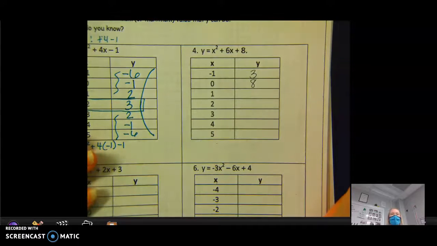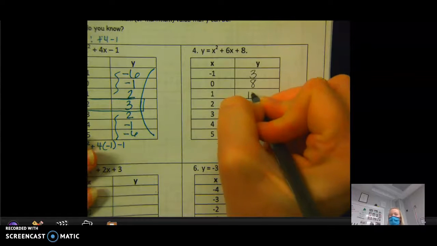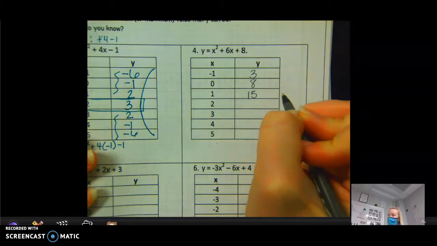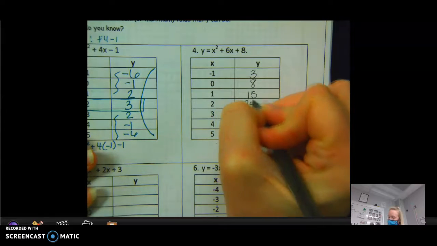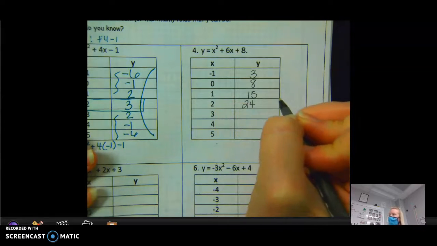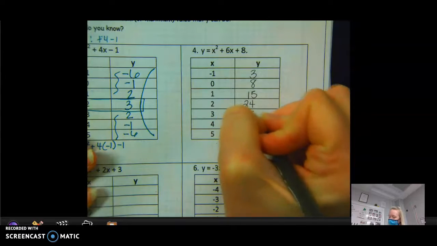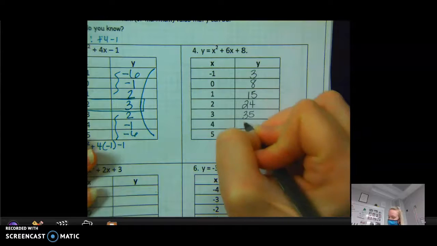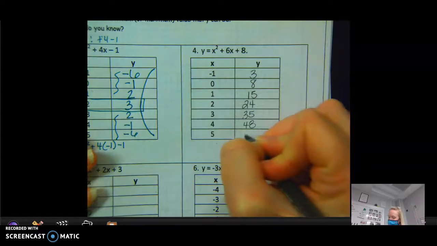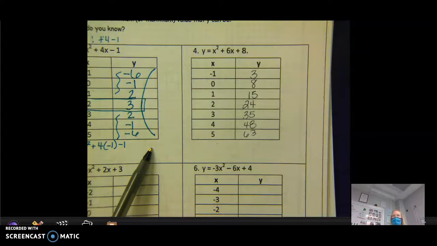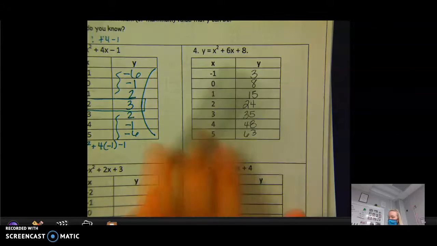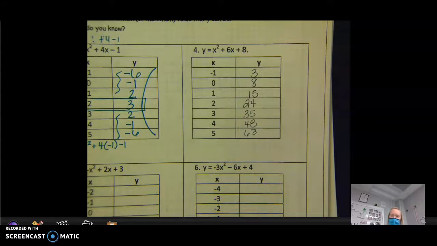If I plug in 1 into that, what do I get for an output of y? 13? 15. If I plug in 2, what do I get for an output of y? 24? If I plug in 3, what do I get for an output of y? 35? 4? And 5. Did it ever go back around like it did on this? Did this one ever show our vertex number? No. It's going to be like -2 or something over here, I think.